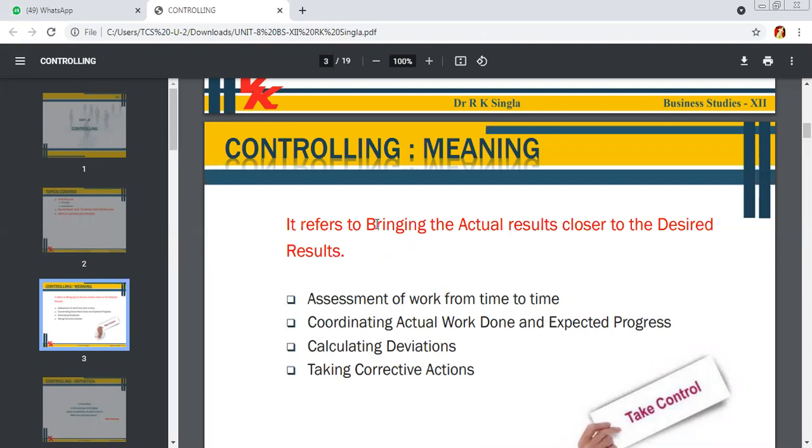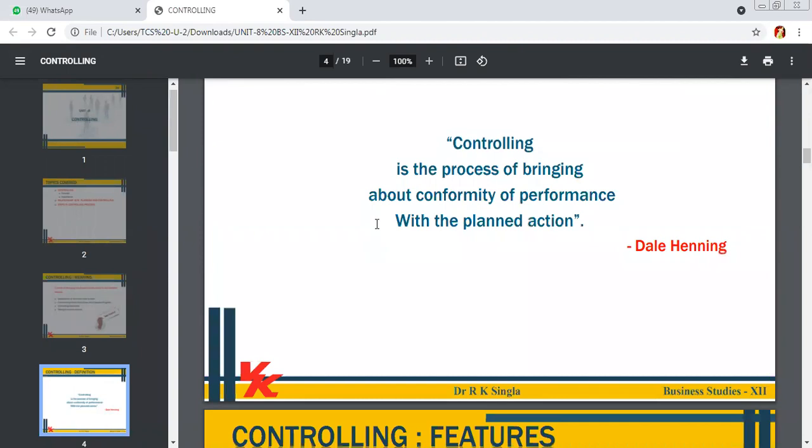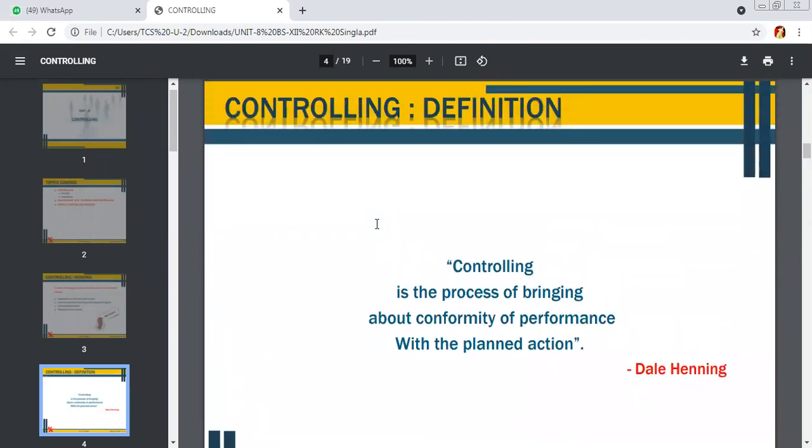Controlling refers to bringing the actual results closer to the desired results. The assessment of work from time to time, comparing the actual work done and expected progress, calculating deviations, taking corrective actions. These are to be done in controlling. After that, the definition. Here the definition is given to us by Dale Hanning. So what is controlling? Controlling is the process of bringing about conformity of performance with the planned action.